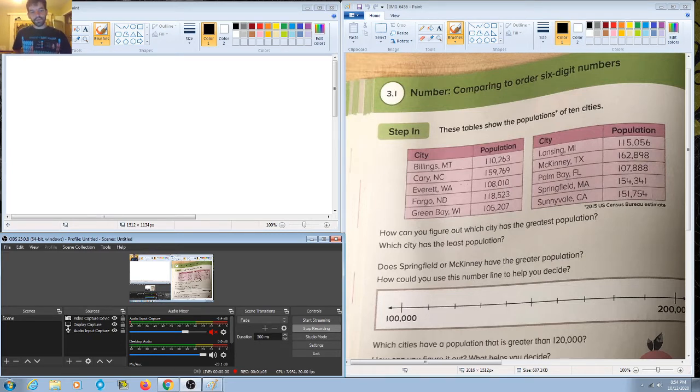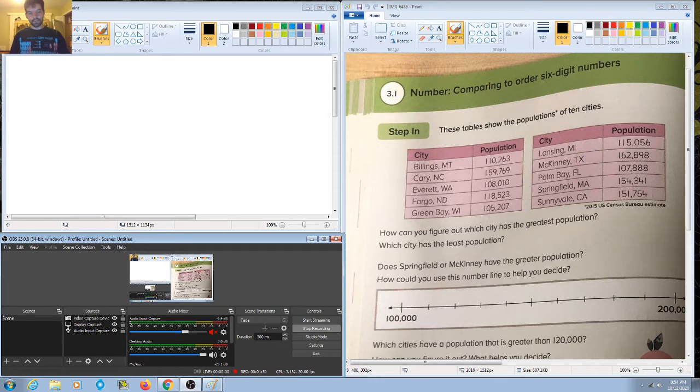So what we can do here is, because all of these values have the same number of digits, being 6, these are all 6-digit numbers, we can compare the highest place value, which would be the 100,000s place. Unfortunately, that's not going to help us much because they're all the same. All of these populations have a place value of 1 in the 100,000s place, so it doesn't really help us determine anything from there. But we can go to the next highest place value, which would be the 10,000s place.